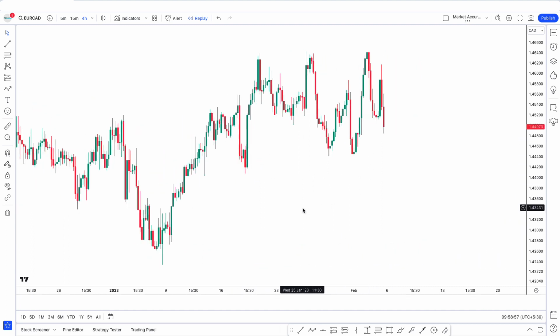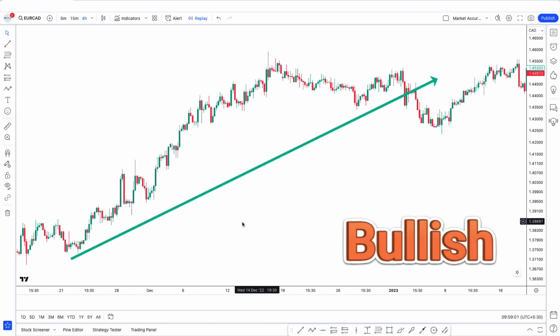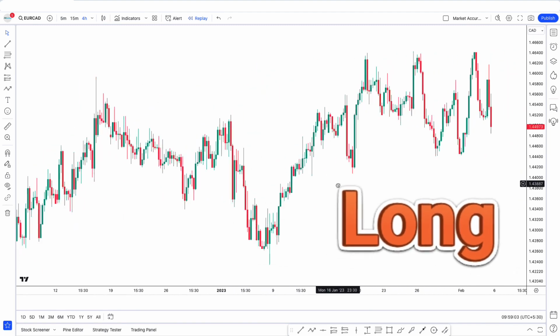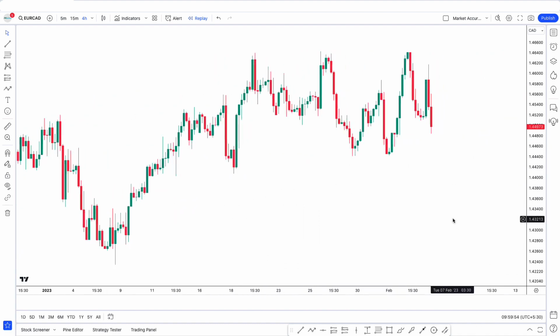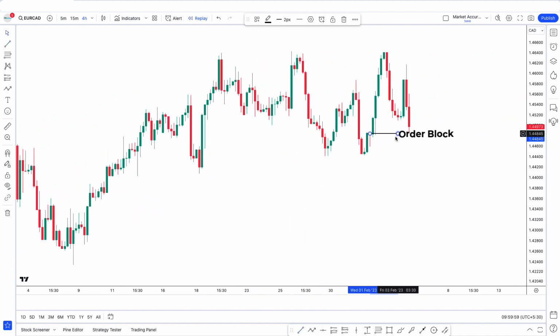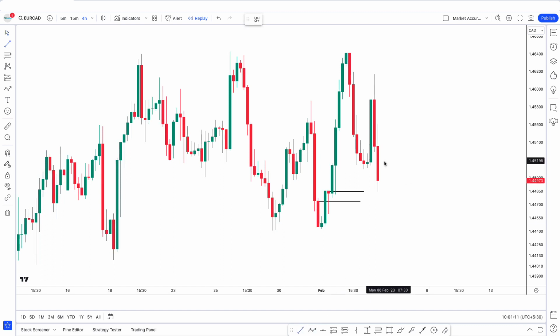So if I go back, you can see that we have been bullish. The order flow is bullish. We are only going to take long positions. I am going to mark out every single order block around here. This candle right here is an order block. This candle right here is an order block. This candle was an order block, but it was not respected here.